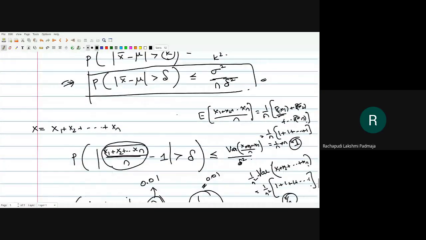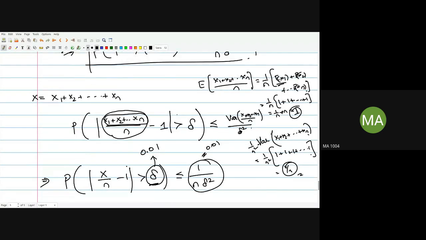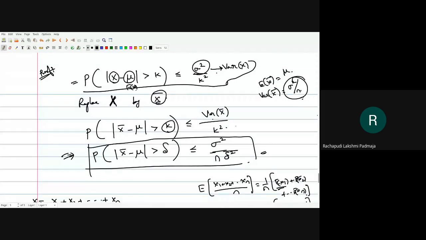Sir, here we have got the variance as 1 by n, right, sir? So the weak law of large numbers, the right hand side is less than or equal to sigma square by n delta square, right, sir? No, that sigma square by n is what the variance of x bar is. That's where my doubt is, sir, because n into n is becoming n square. No, see, sigma square by n is the variance. Yes, sir. Thank you, sir.